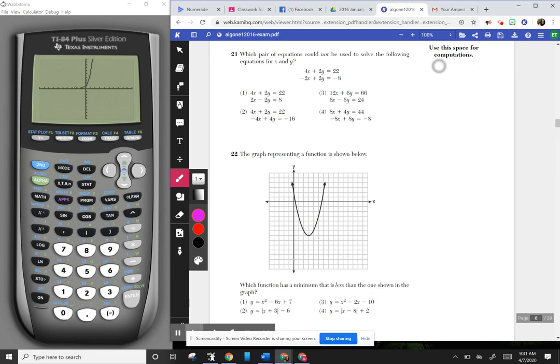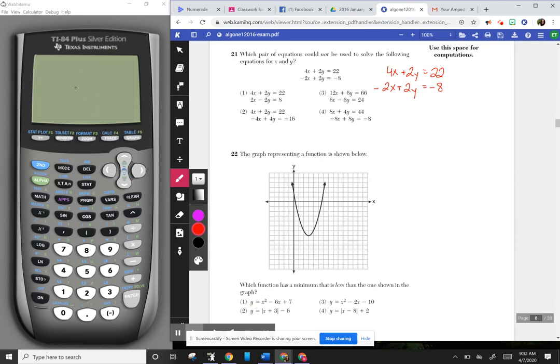So now that we know that we're solving by elimination and not substitution, we're going to take our original and we're going to try to solve it for each example. So we start with 4x plus 2y equals 22, and negative 2x plus 2y equals negative 8.